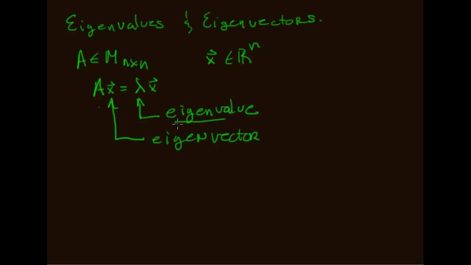And these are unique to A. The eigenvalues are unique to A, and the vectors also belong to A. So a value and a vector that solve this equation are called eigenvalues and eigenvectors. And sometimes, when they're taken together, we call them an eigenpair. Okay, so let's take an example of this.